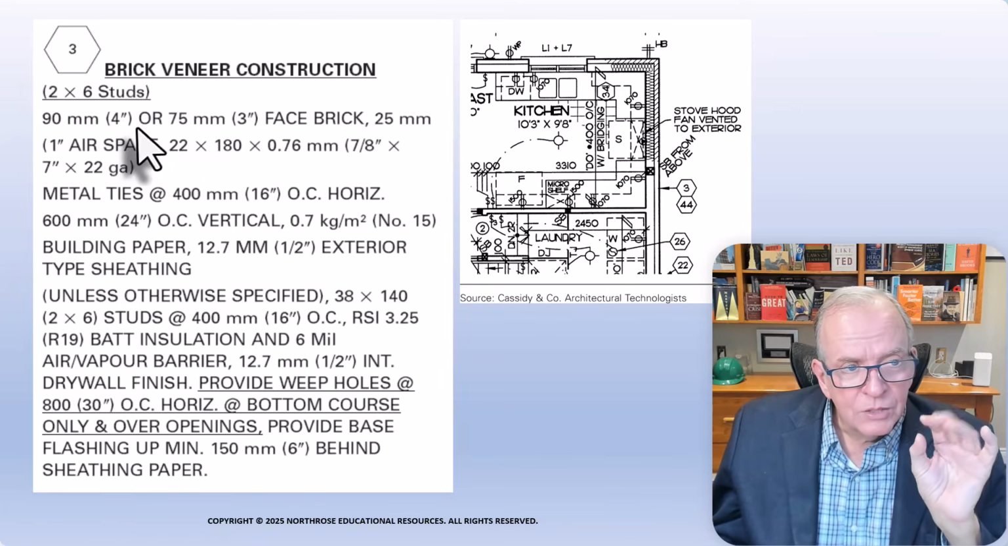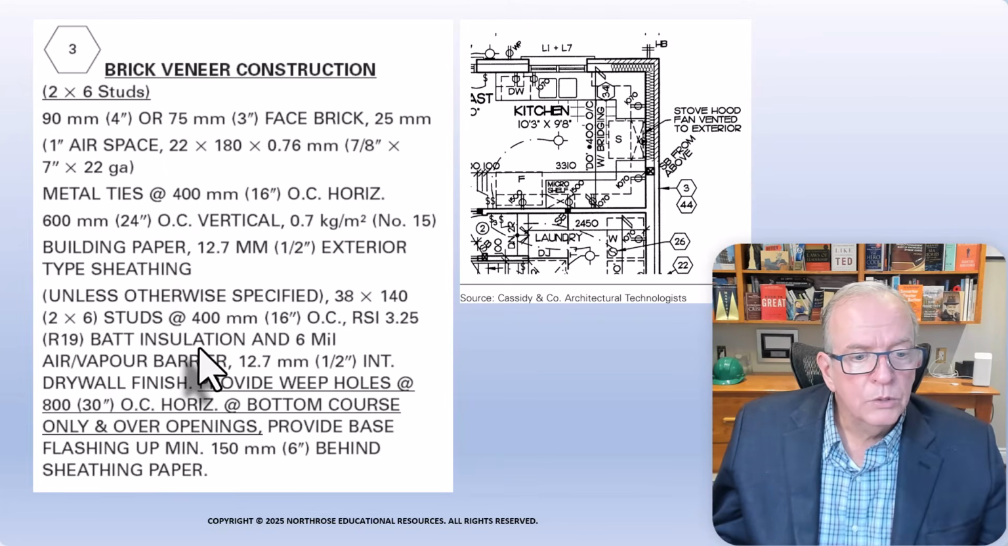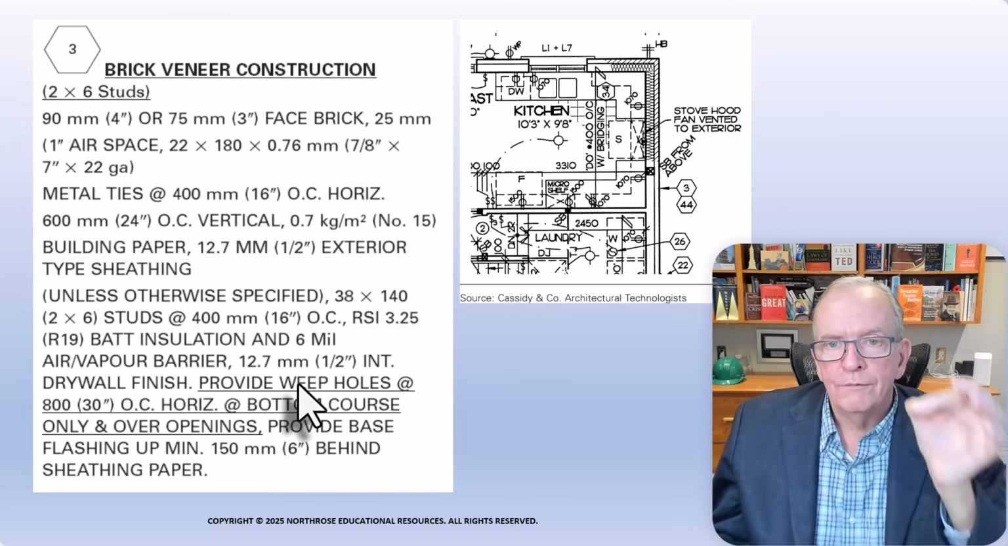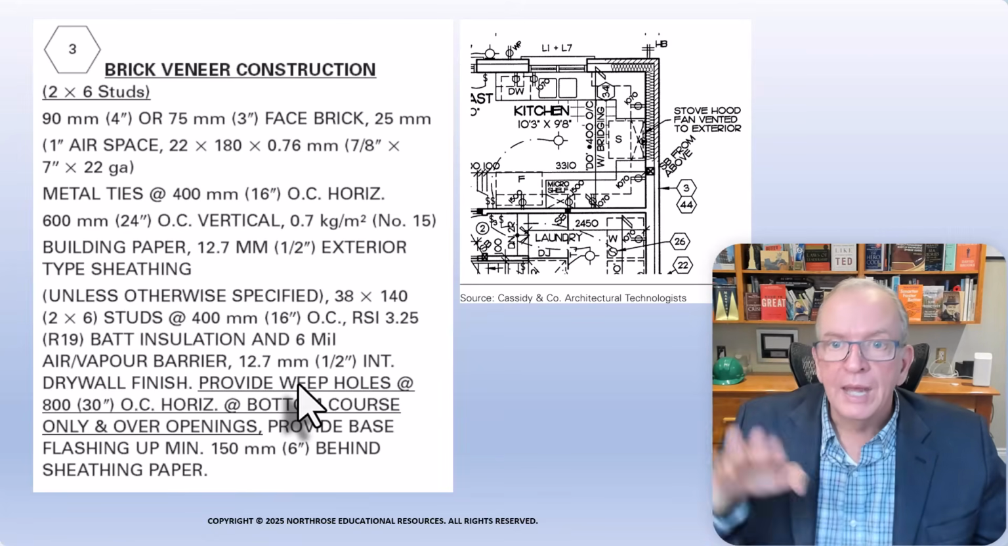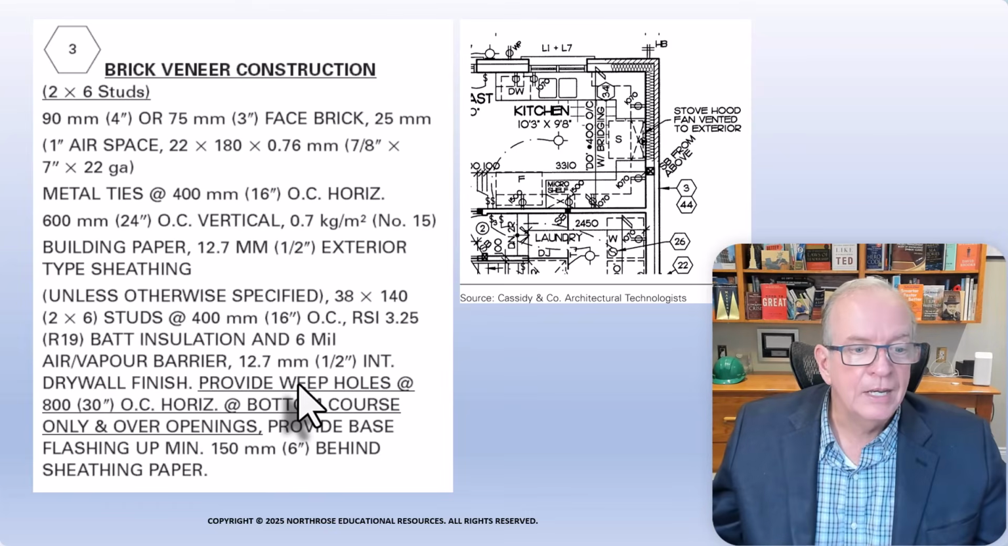What I really like about how this designer's done it is they've started from the outside and they're working their way through to the inside. And then they're adding other things like weep holes. Weep holes are little vent holes left at the bottom so that air can get into that airspace and dry any moisture that might get in.